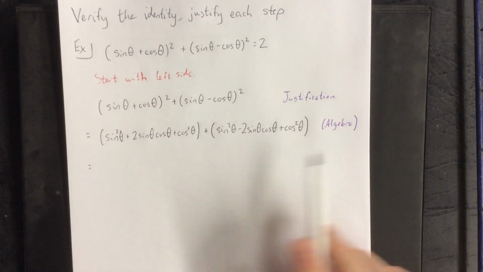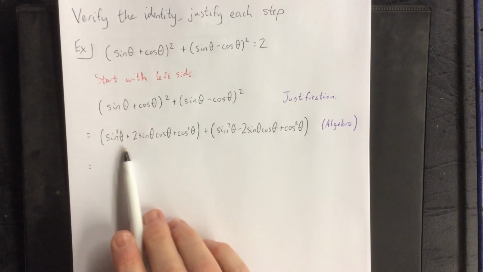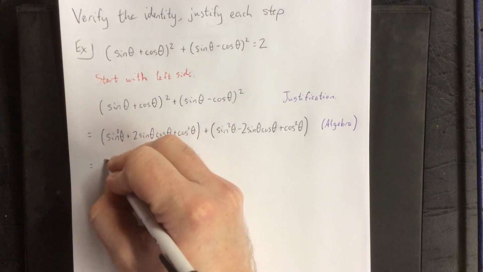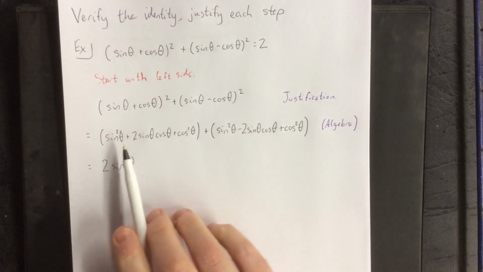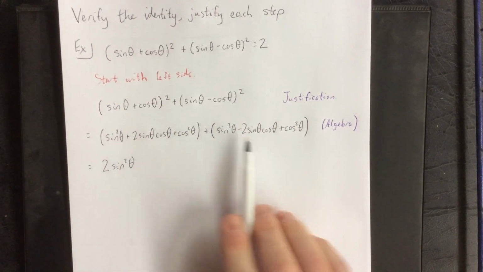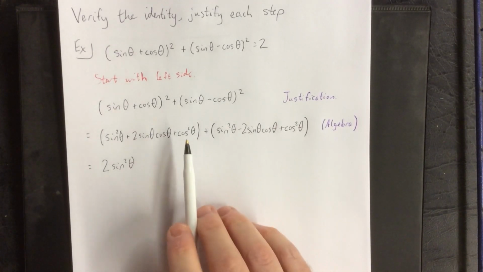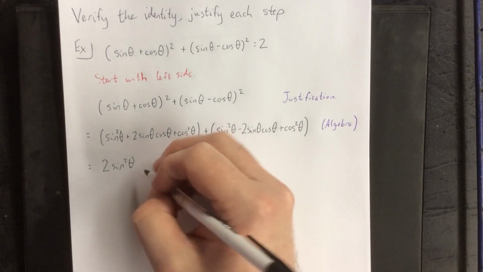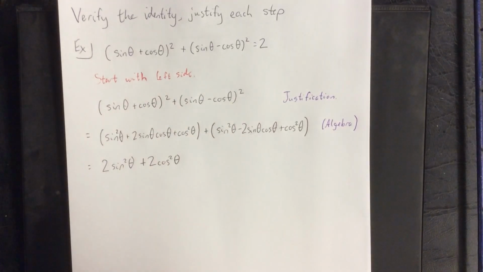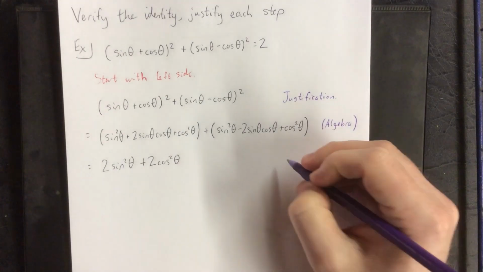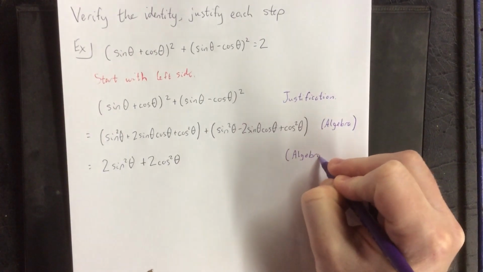Next, I'm going to combine any like terms that I see, which is another step of algebra. I see that we have a sine squared of theta plus a sine squared of theta. That'll be 2 sine squared of theta. We have plus 2 sine theta cosine theta. We have minus 2 sine theta cosine theta. Those will cancel each other out. And we have cosine squared theta plus cosine squared theta. That would be 2 cosine squared theta. Now that was combining like terms, or we can simply refer to that as a step of algebra.